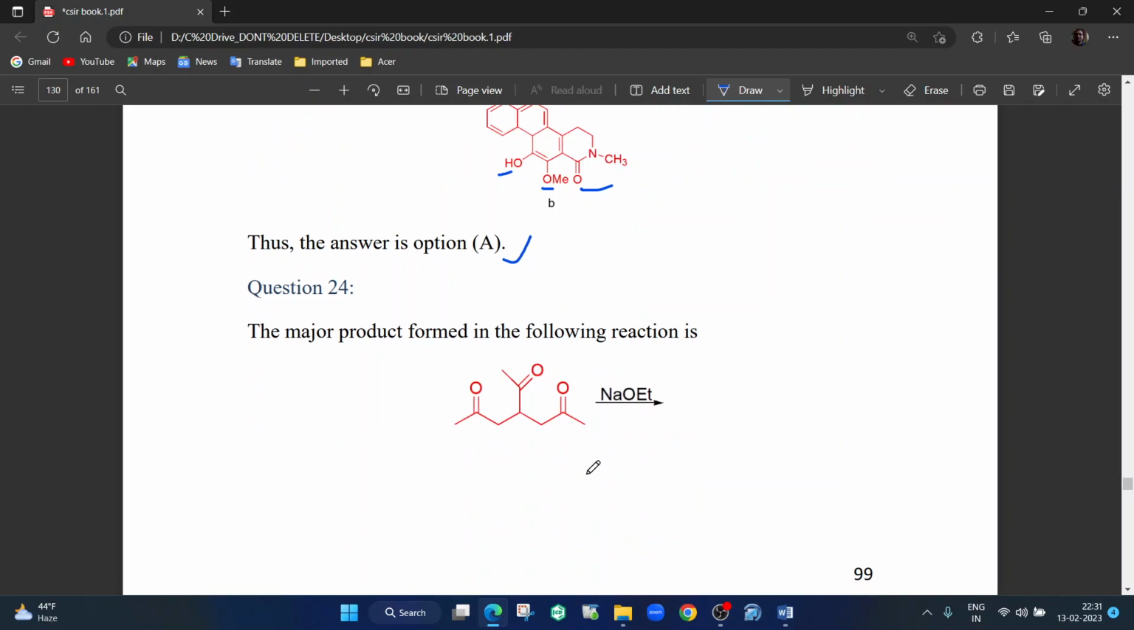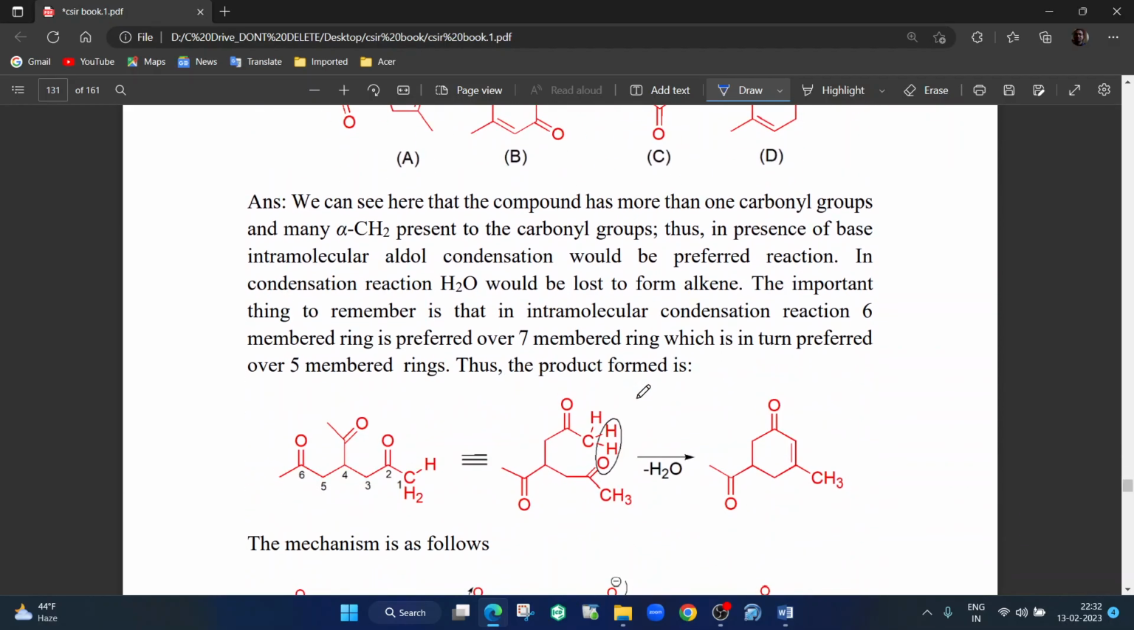The question says the major product formed in the following reaction is. So you are having a lot of carbonyl groups and they are not conjugated. So you react it with sodium ethoxide, which is a powerful base. So what will sodium ethoxide do? Sodium ethoxide can pick up any proton, but a primary carbanion is more stable than a secondary. So rather than picking up a proton from somewhere here or in between, it will pick up a proton from the side.